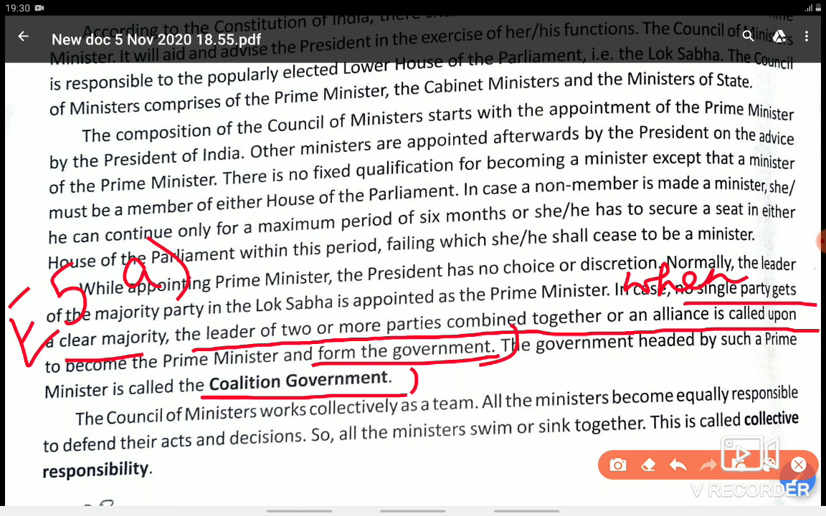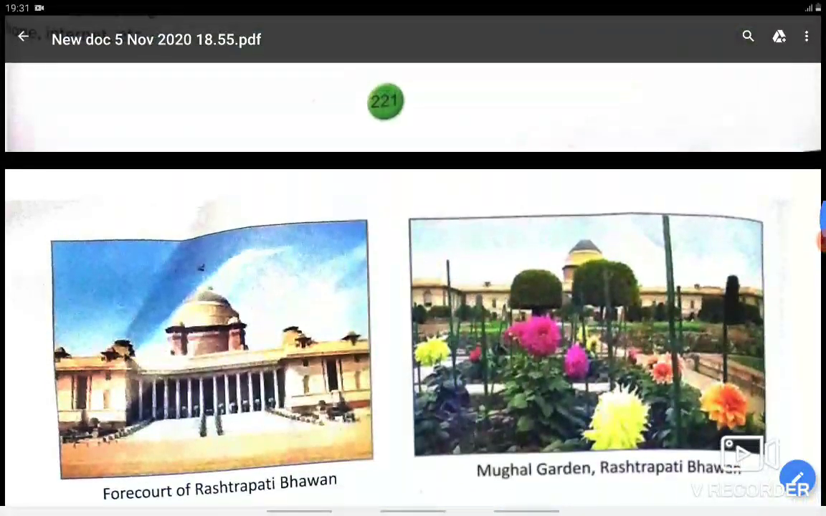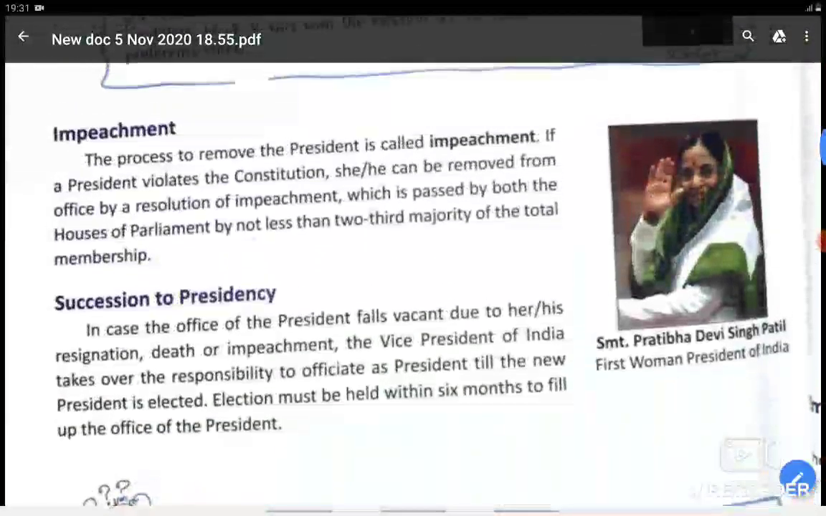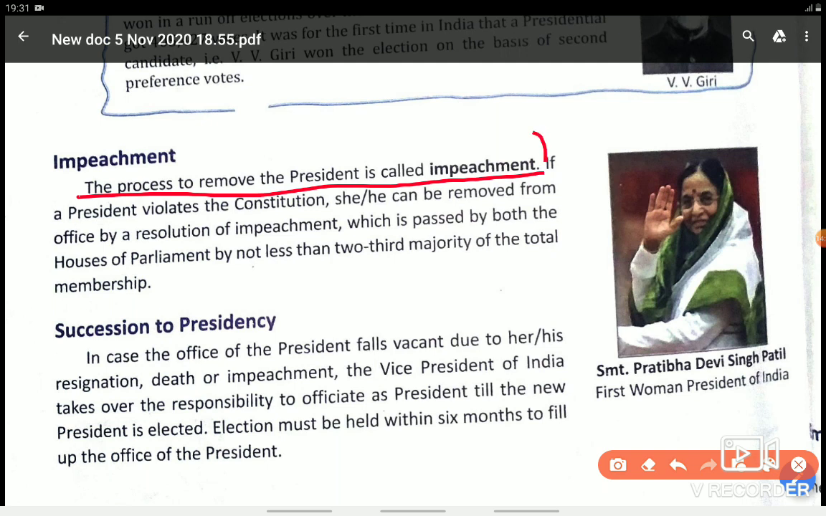Next is your impeachment. What do you mean by impeachment? The removal process of the president. This you will get on page number 220. Impeachment is the process to remove the President of India. This is for E5B1.